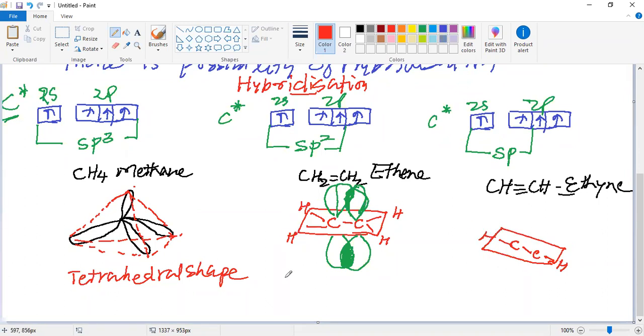Here we call this shape planar or triangular planar. Now what happens? We have two different orbitals. First orbital is in this manner, we can represent it.